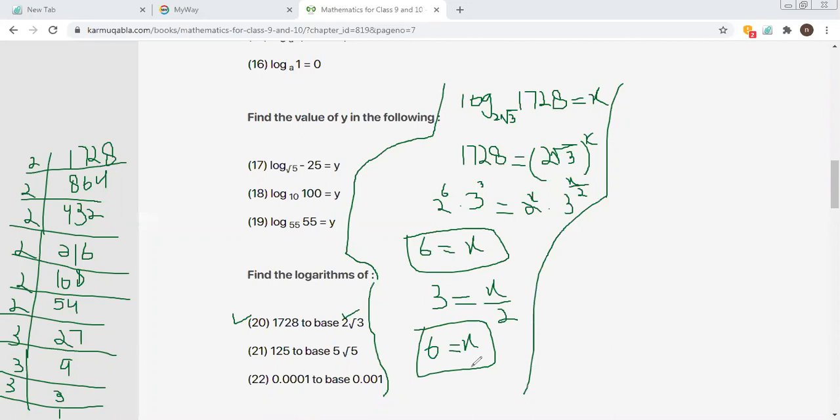Now see question number 21. 125 to the base 5 root 5. First we write log and then to the base. After writing the base, we will write it in subscript position like this. And 125, then 5 root 5, under root 5.